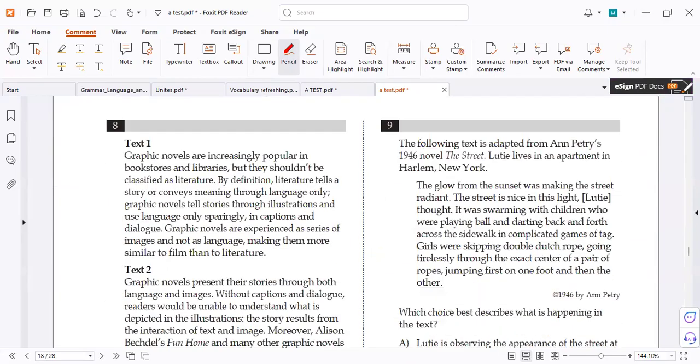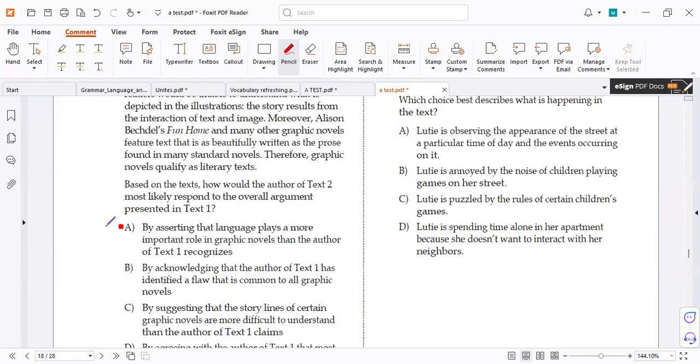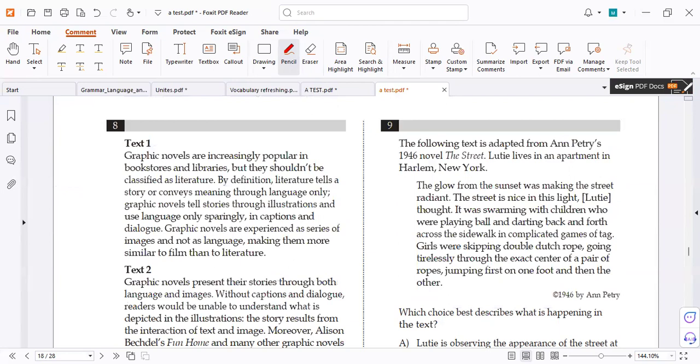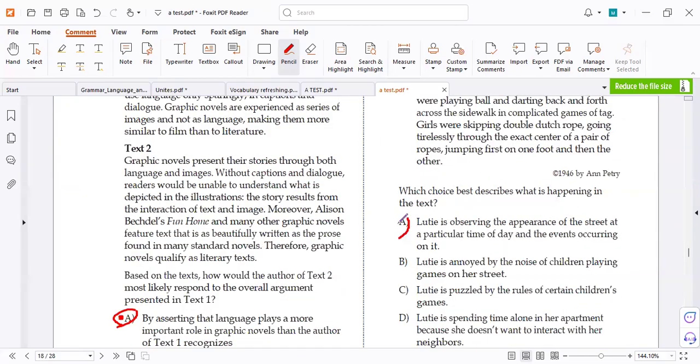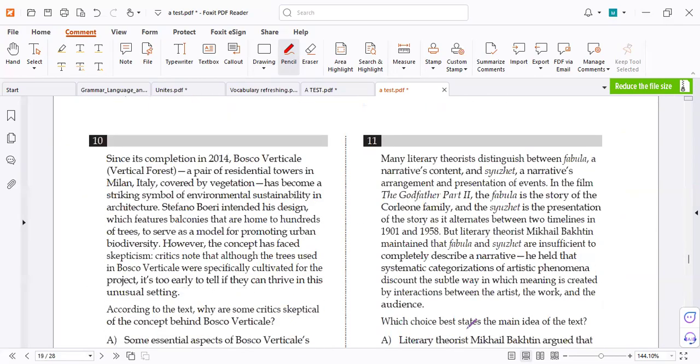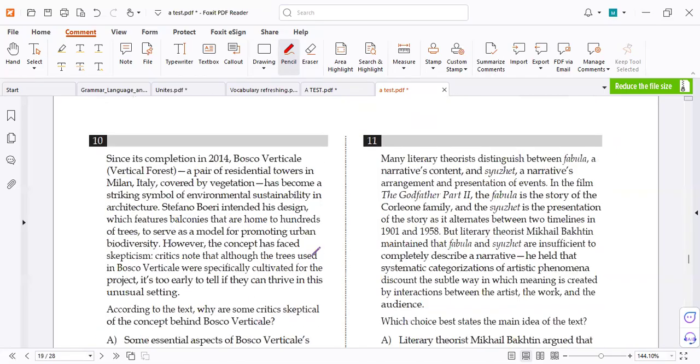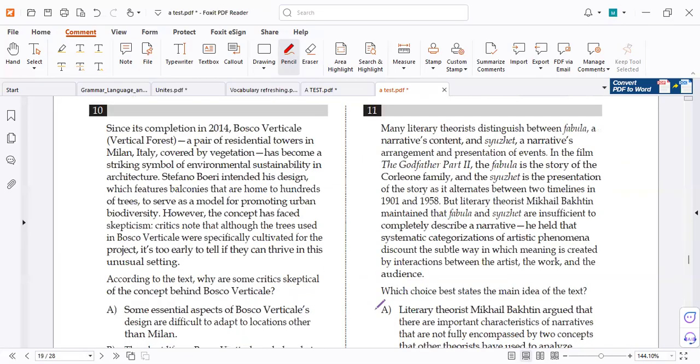Number 8, A, correct. Come on, number 9. Number 9, A, correct. Perfect. Number 10, B. Number 10, D, correct. Number 11, C. 11, C, wrong. 11, it must be letter A.